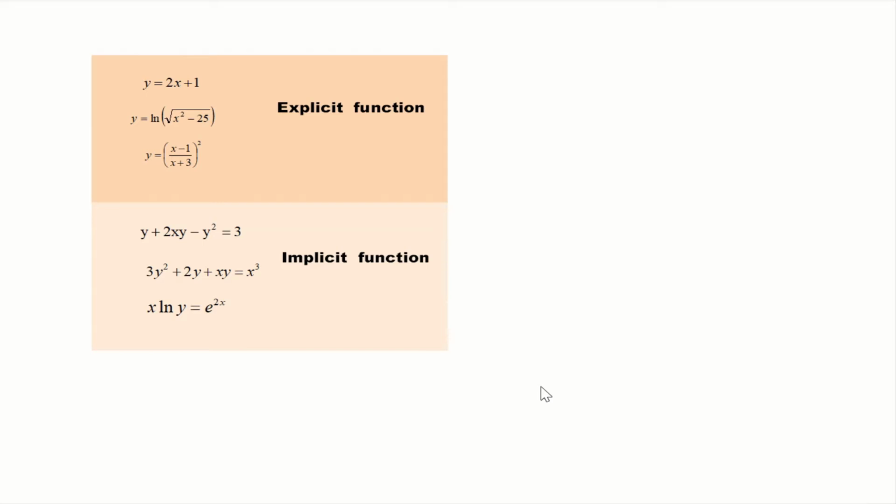You can see an explicit function is y in terms of x, y equals f(x). While for an implicit function, we have y on the left hand side and xy on the right hand side. On the left hand side you also have xy. So to easily recognize an explicit function, y is the subject and the right hand side only has x. For an implicit function, x and y are mixed together.